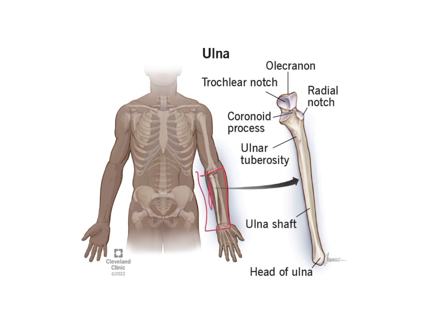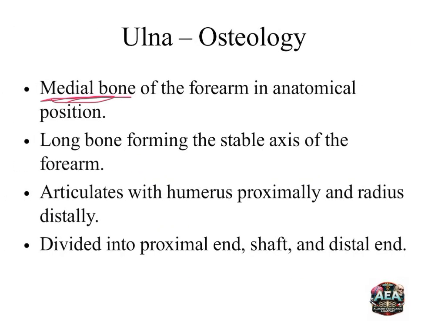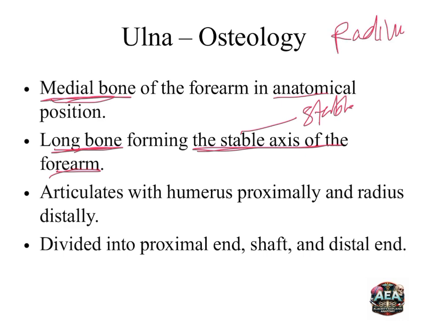This is the forearm and this is our medial bone here. If you zoom out, you have your ulnar bone. It is the medial bone of the forearm in anatomical position. It's a long bone forming the stable axis of the forearm, unlike the radius that moves during pronation and supination.